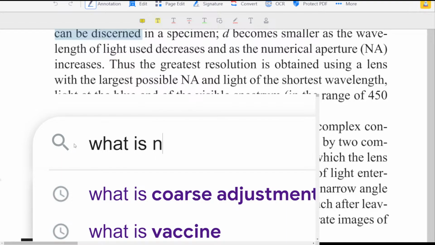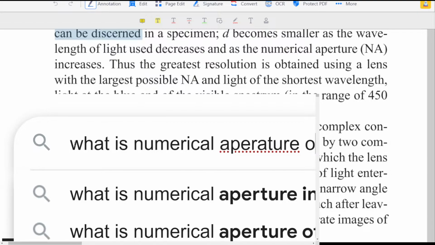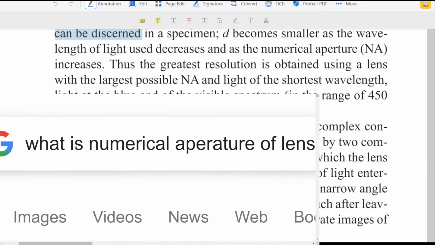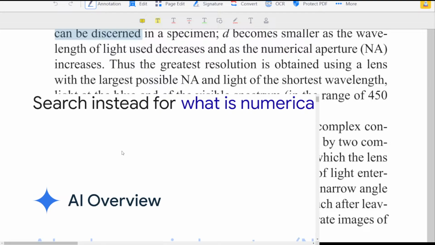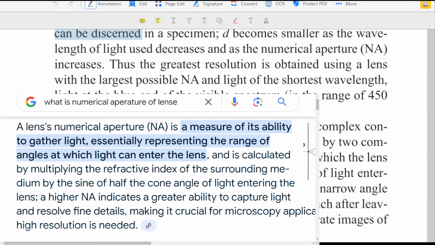What is numerical aperture of a lens? I know it will be some easy definition, but what can I do if I'm not? It is a measurement of its ability to gather light, essentially representing the range of the angles at which the light can enter the lens. It is calculated by multiplying the refractive index of the surrounding medium by the sine of half of the cone angle of the light entering the lens. A higher NA indicates a greater ability to capture the light and resolve finer details, making it crucial for microscopy.